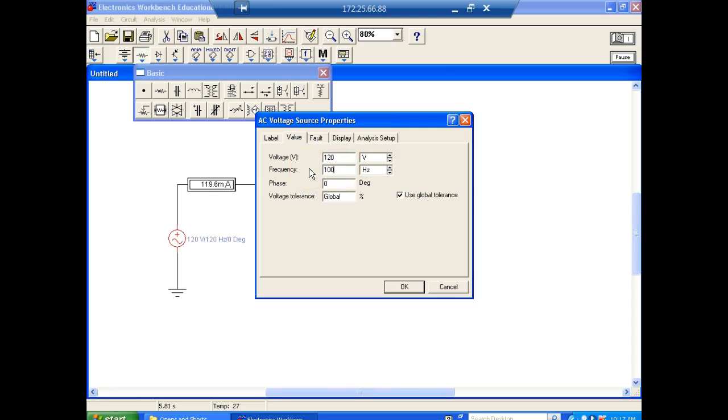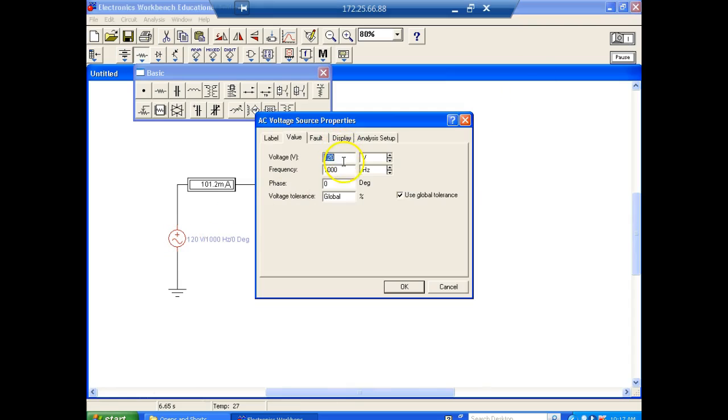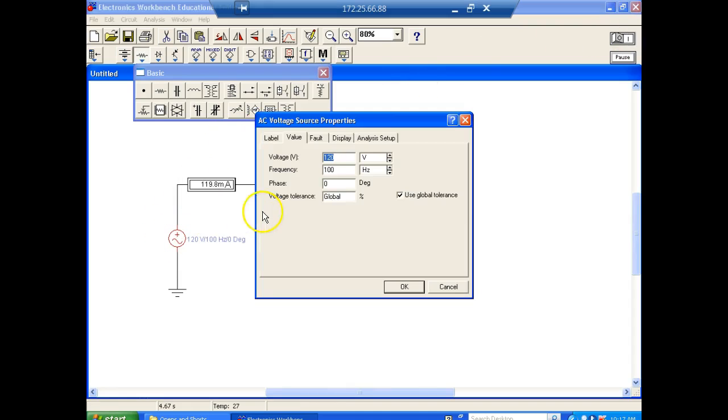So 1,000 hertz. Okay, so there's 1,000 hertz. It's 101 milliamps, right? Here's 100 hertz. Current should go up. So now it's 119, right? And I don't know if it'll let me go down to 0 or not.